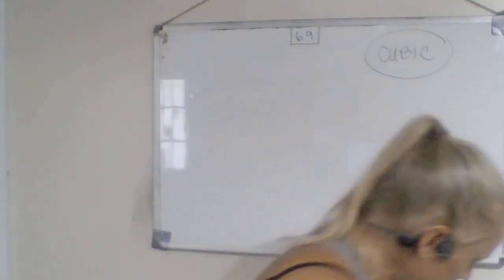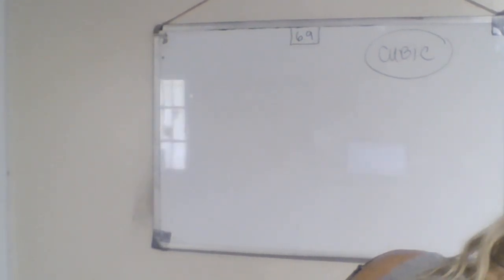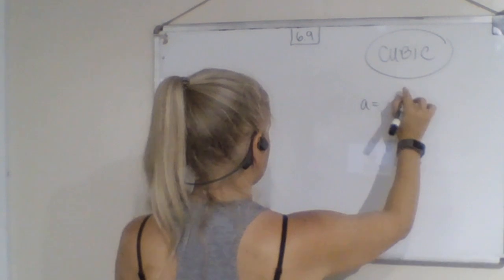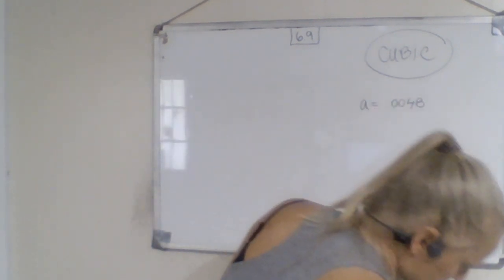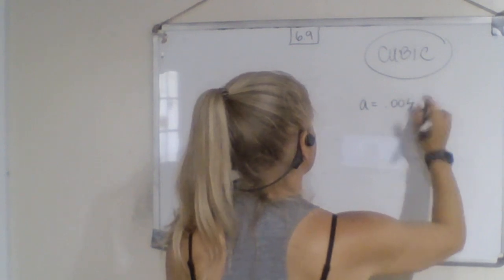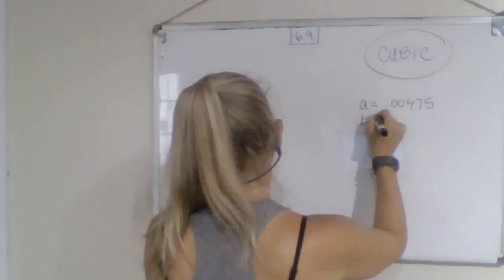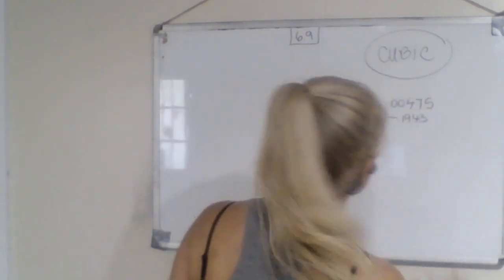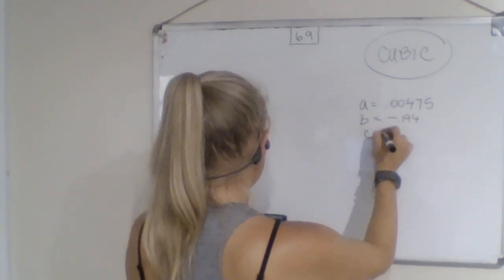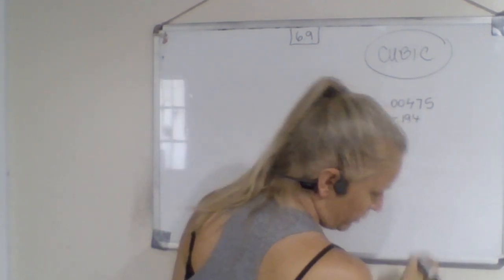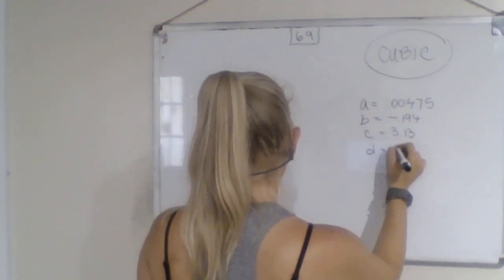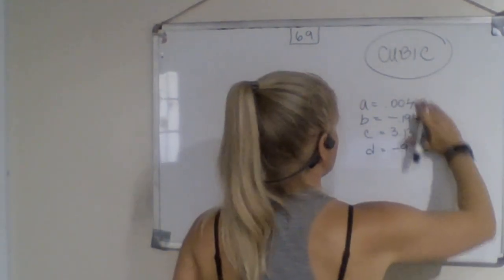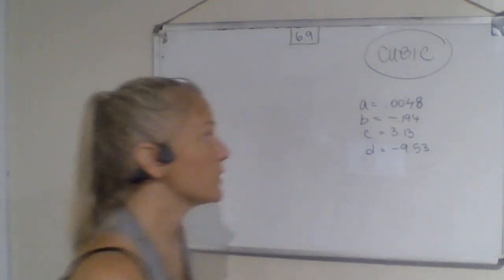And here it is. I'm going to write this down really fast. My A is 0.0048, sorry. How many decimals do they use in the book? Okay. 0.0048 is my A. My B is negative 0.1943. They're very not consistent in this. My C is 3.13. And my D is negative 9.53. I don't know how many decimals they tell you to keep. I would just write it like this. Okay, that's what I would do.